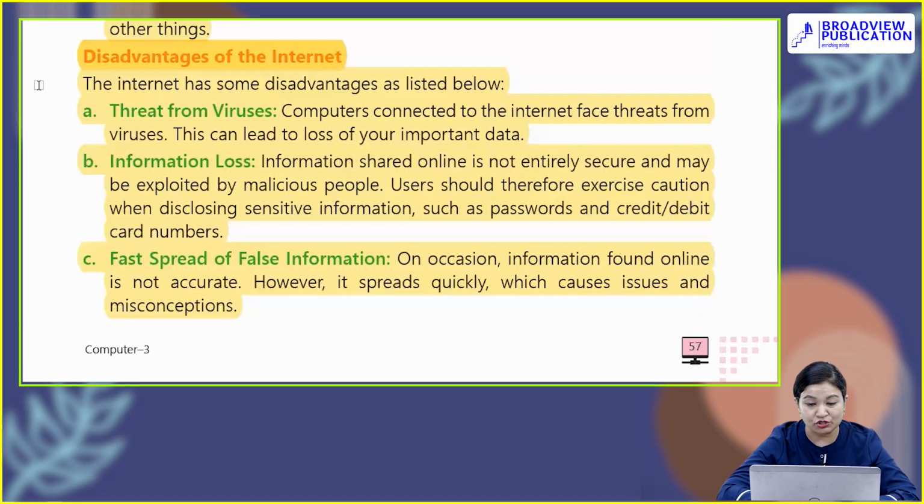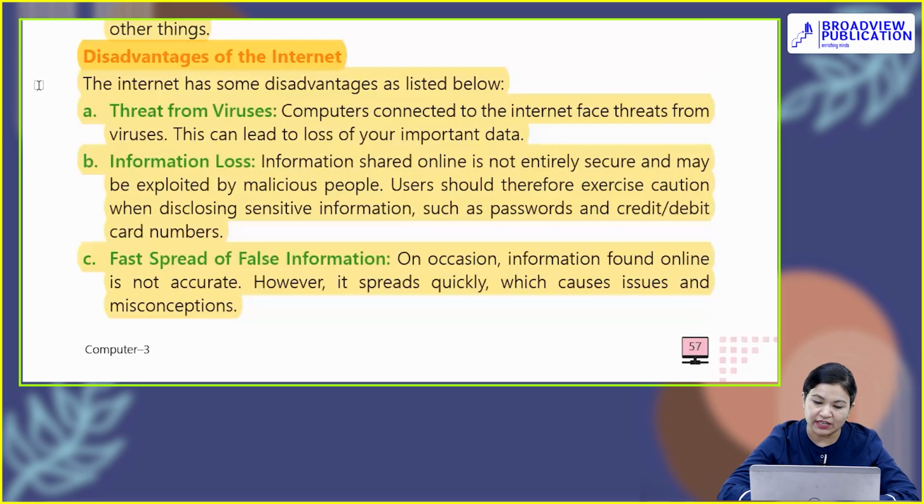Information loss. Information shared online is not entirely secure and may be exploited by malicious people. Users should therefore exercise caution when disclosing sensitive information such as passwords and credit debit card numbers.